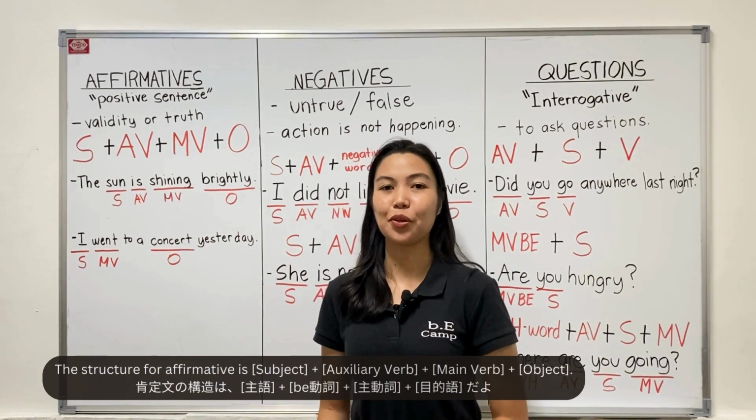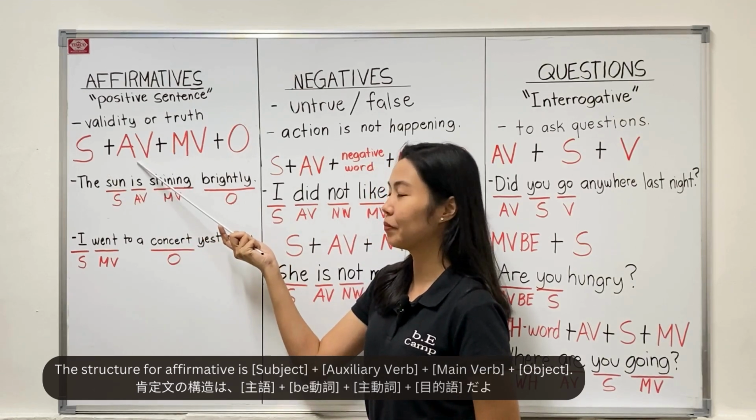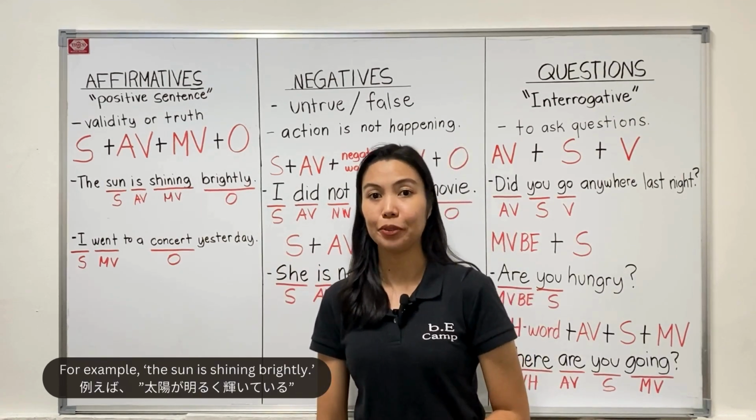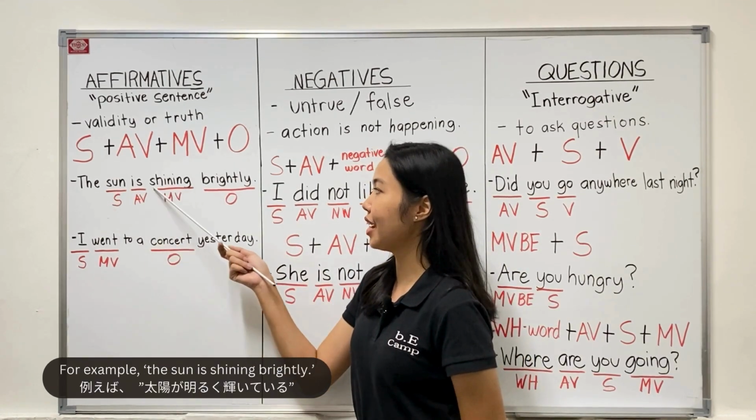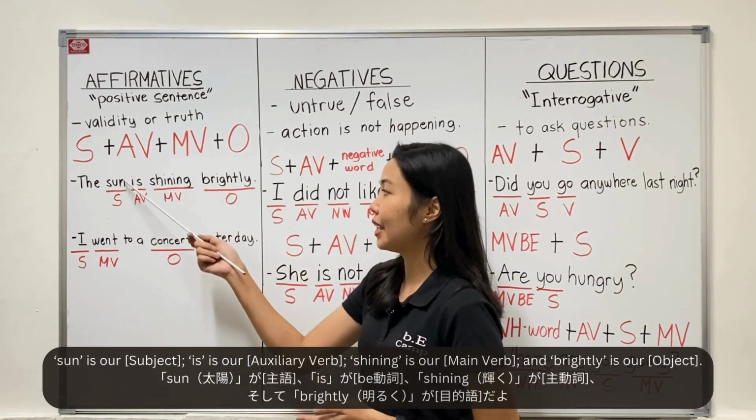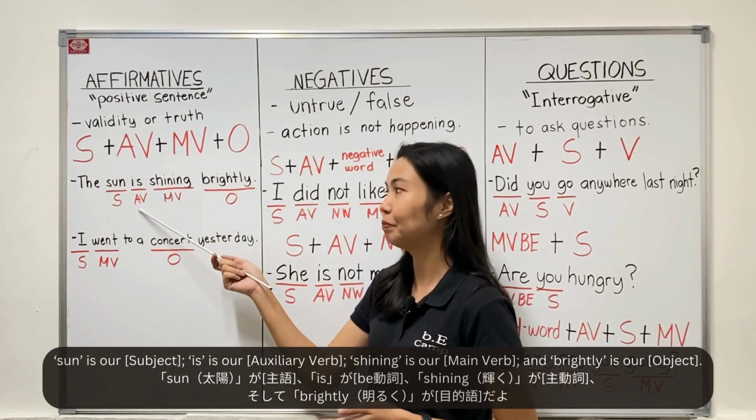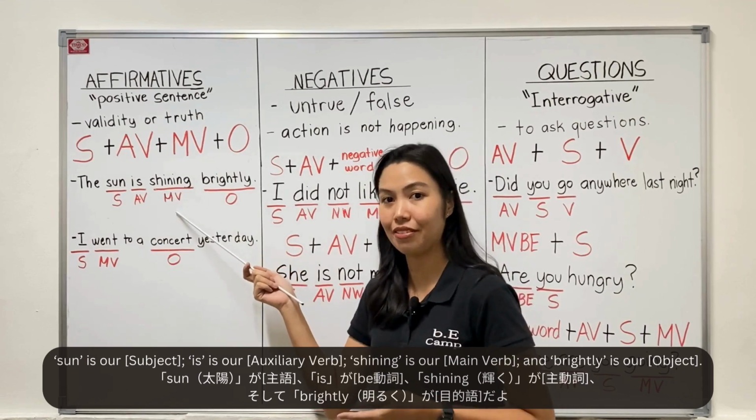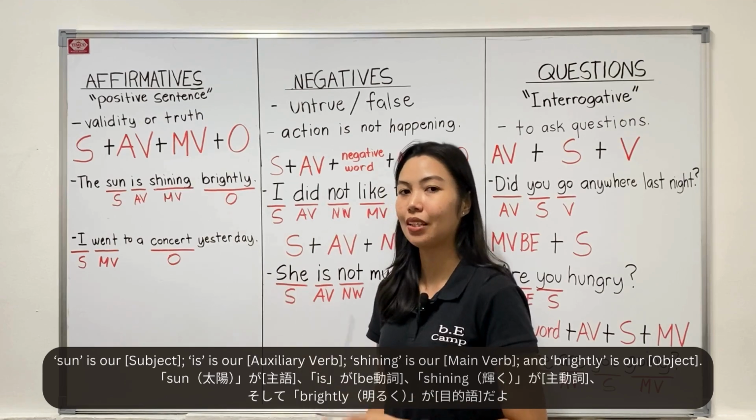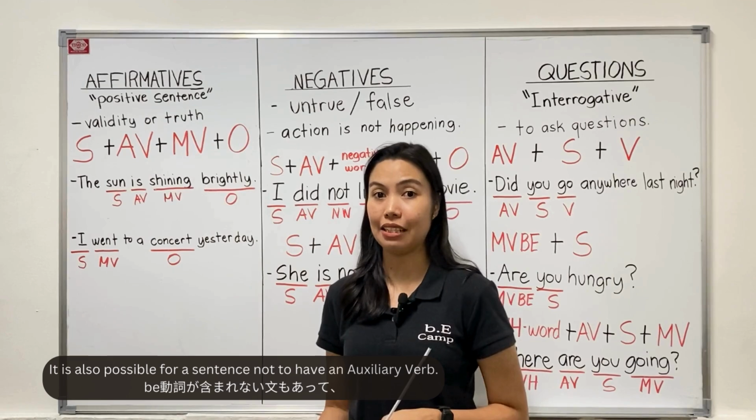The structure for affirmative is the subject, the auxiliary verb, the main verb, and the object. So, for example, the sun is shining brightly. Wherein, in this sentence, sun is our subject, is our auxiliary verb, shining is our main verb, where brightly is our object. So, it is also possible for a sentence not to have an auxiliary verb.